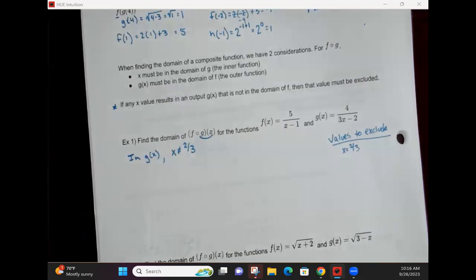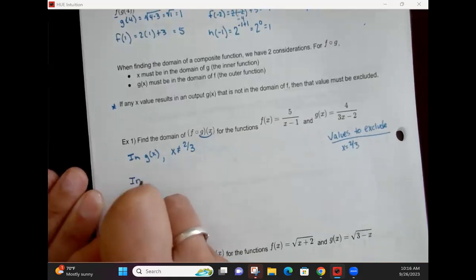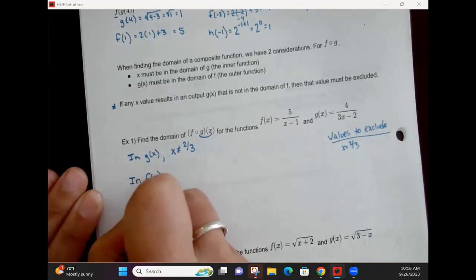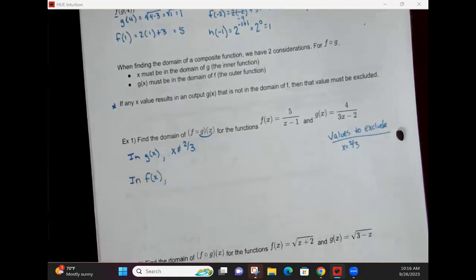Quick refresher, will I have a hole or an asymptote at 2/3? Asymptote. That factor is not reducible, so it will be an asymptote. Okay. Now, f of x, also a rational function. So in f of x, do I have any problem values? What would I have to exclude?